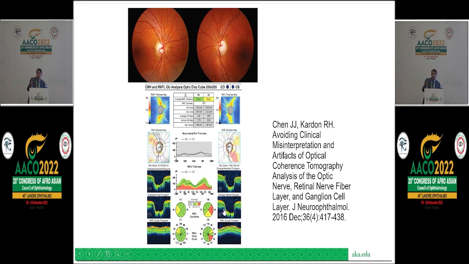So it can be helpful when you are thinking about a suspect. You look at a disc like this, somebody maybe sent it to you, patient is already on drops. Is this actually glaucoma or not glaucoma? It can be helpful along with your other parameters.